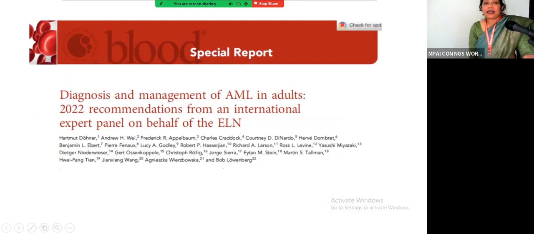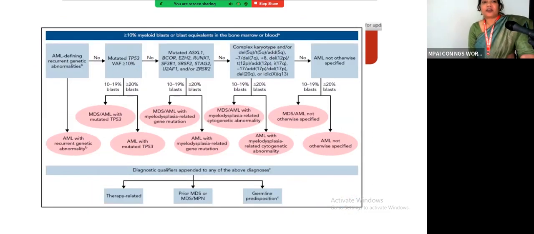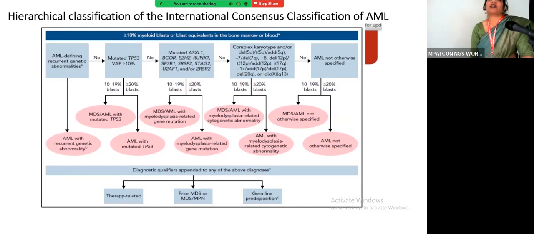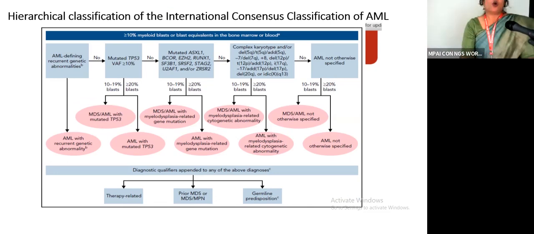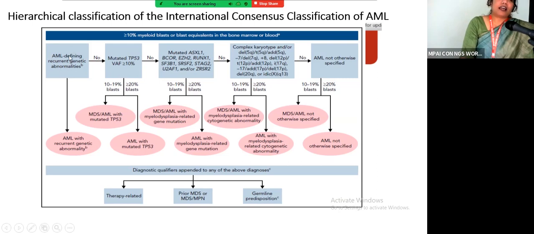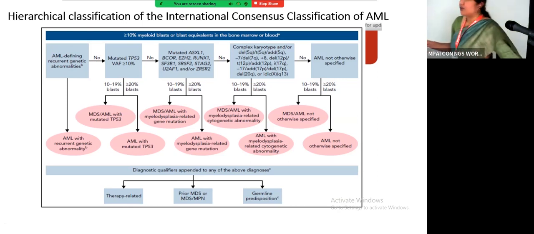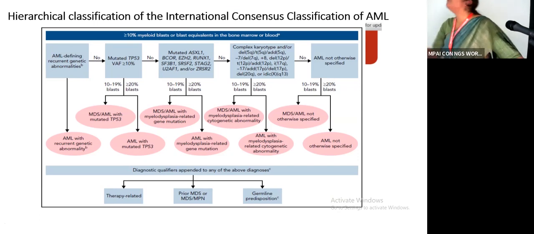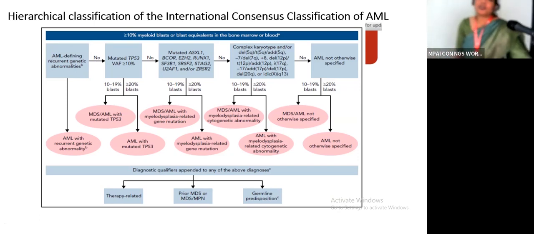ELN recommendations also give a hierarchical classification of the International Consensus Classification of AML, where we say that if a defining recurrent genetic abnormality is present, then that's a priority. It means our case is NPM1 mutated, so we'll classify our case as AML with NPM1 mutation. So the classification is sorted.